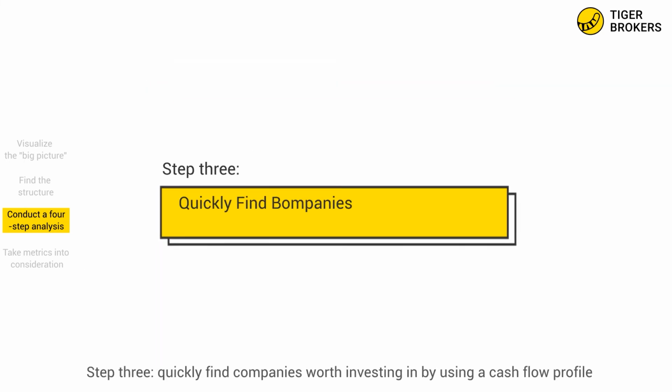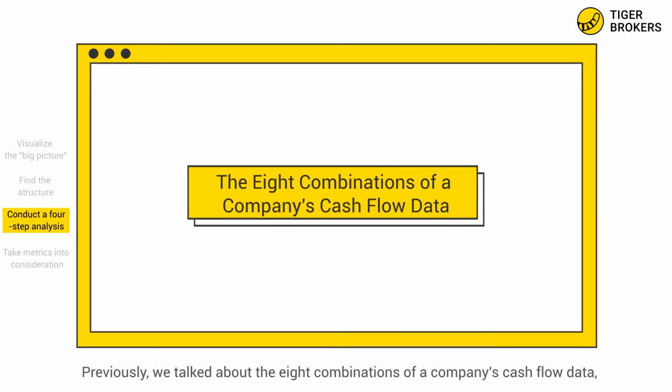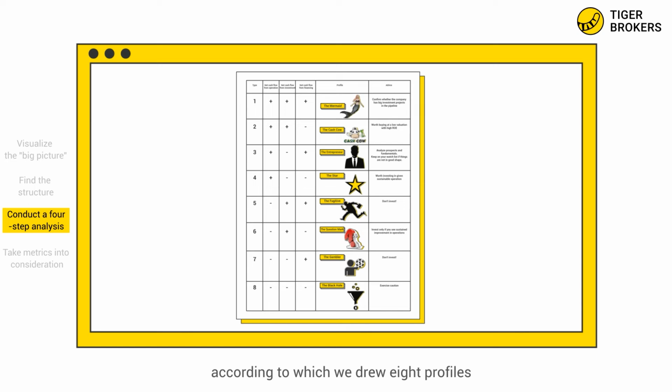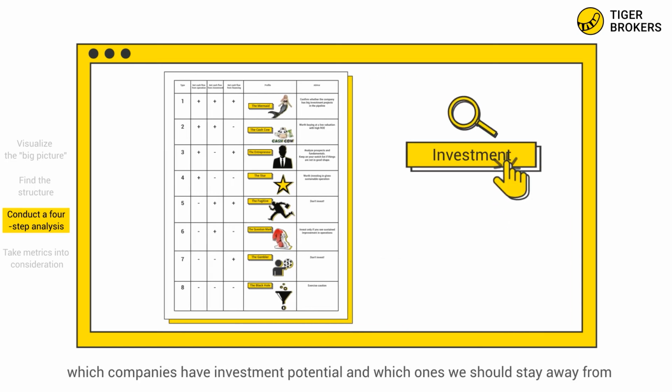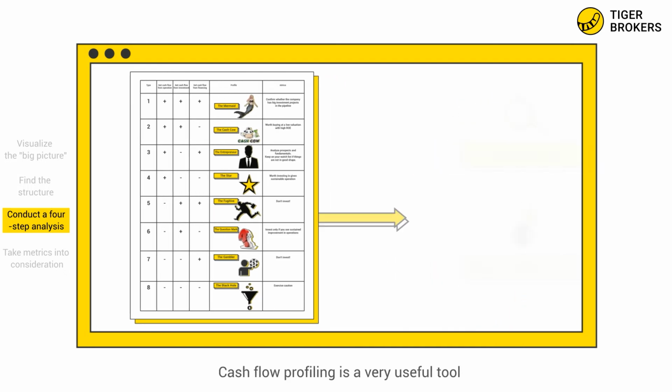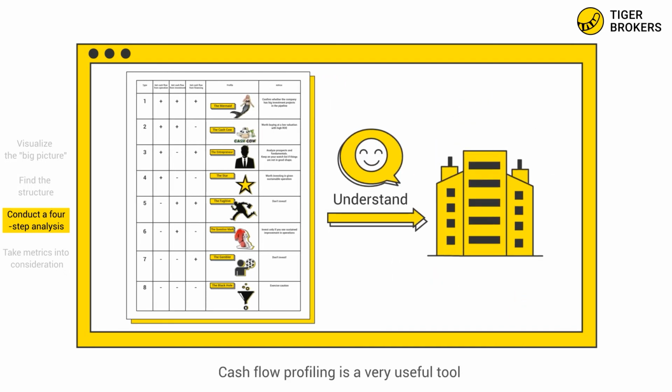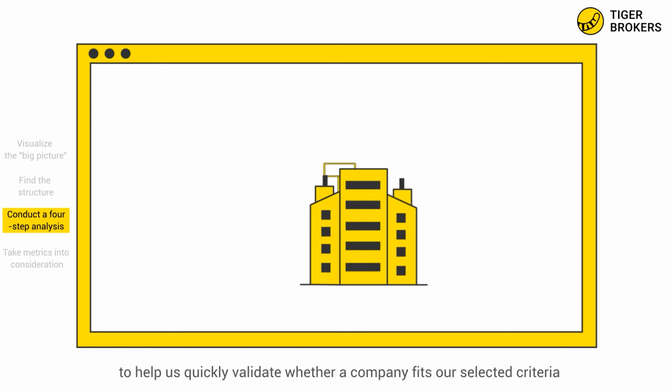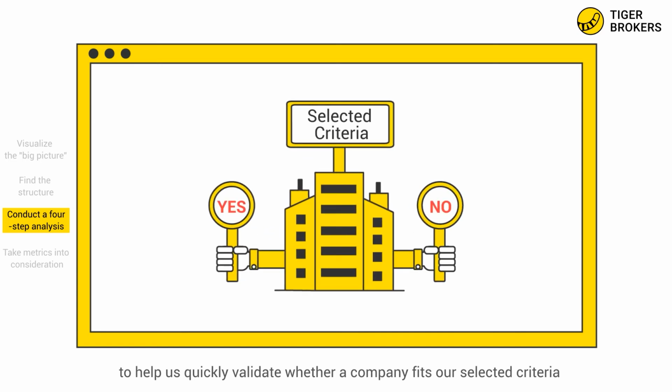Step 3. Quickly find companies worth investing in by using a cash flow profile. Previously, we talked about the 8 combinations of a company's cash flow data, according to which we drew 8 profiles. With these profiles, we can quickly tell which companies have investment potential and which ones we should stay away from. Cash flow profiling is a very useful tool to help us quickly validate whether a company fits our selected criteria.